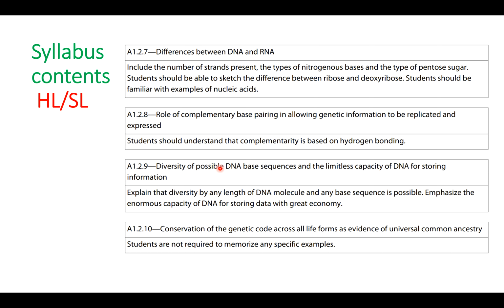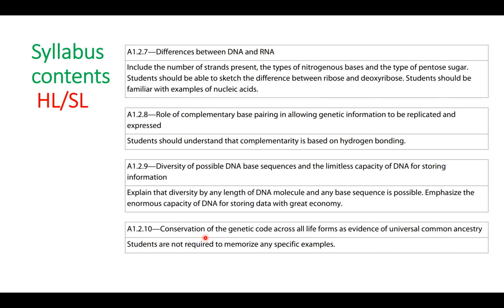Then we'll talk about the diversity of the possible DNA base sequences, which gives a limitless capacity to DNA to store information. So we'll talk about what characteristic features of the DNA make it like a big cloud of information, the data which is being stored inside it. And we'll talk about the diversity connecting to the DNA lengths and the base sequences possible, right? And we will also talk about how the DNA acts as a storage for the information which makes our body.